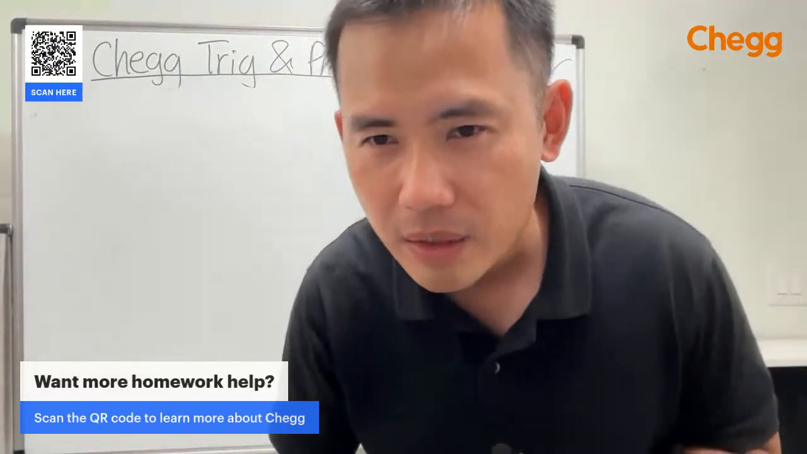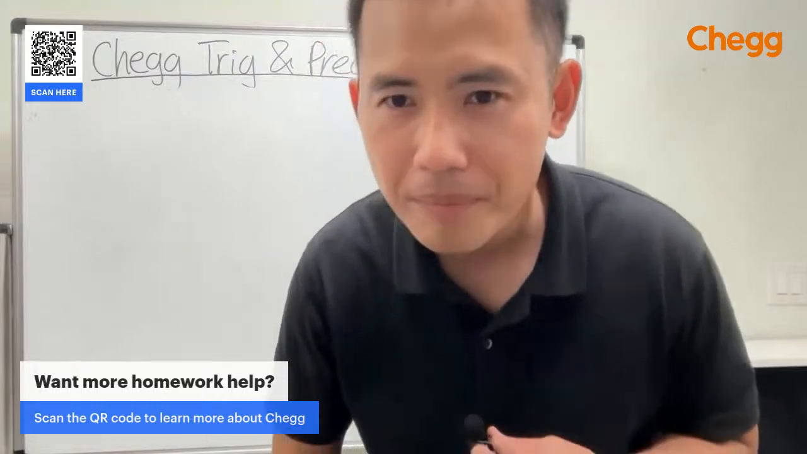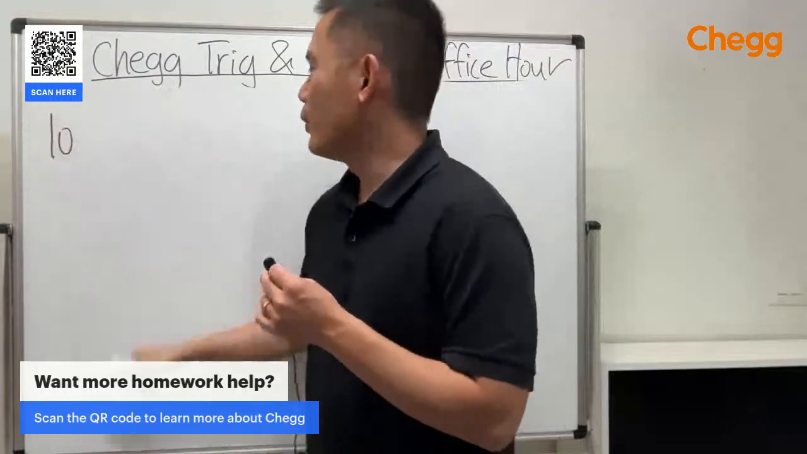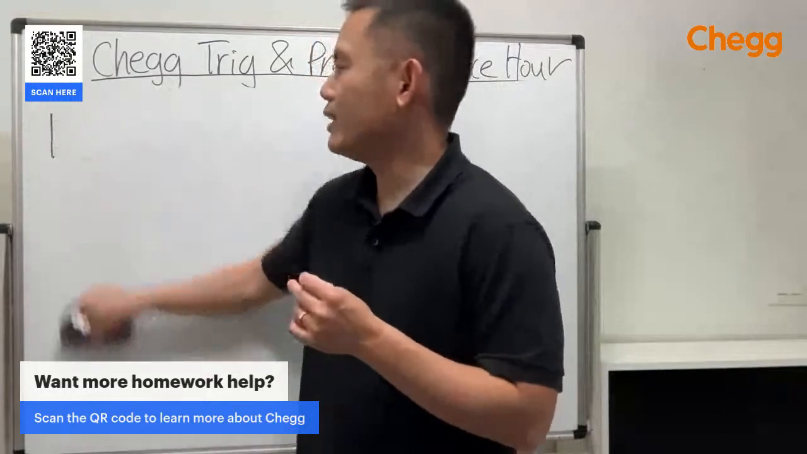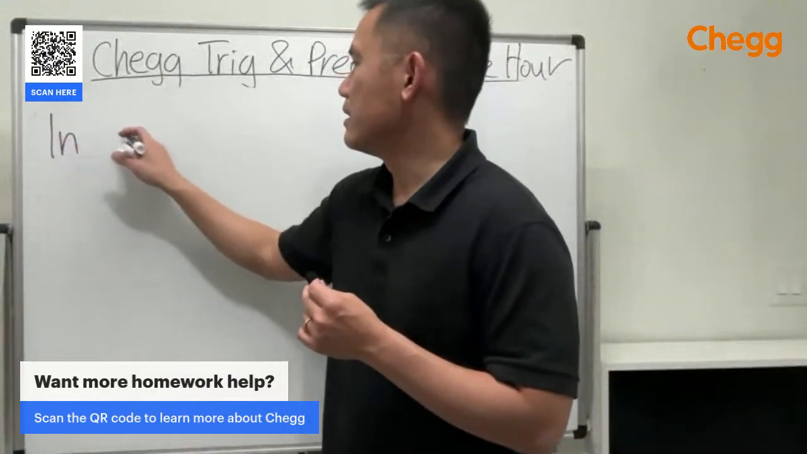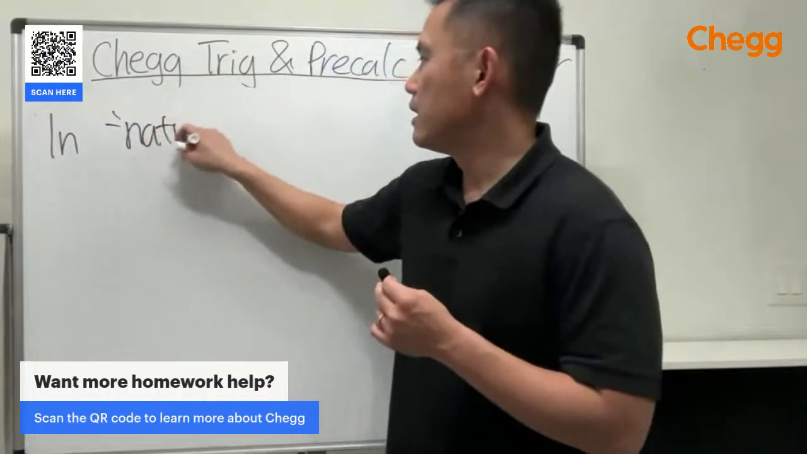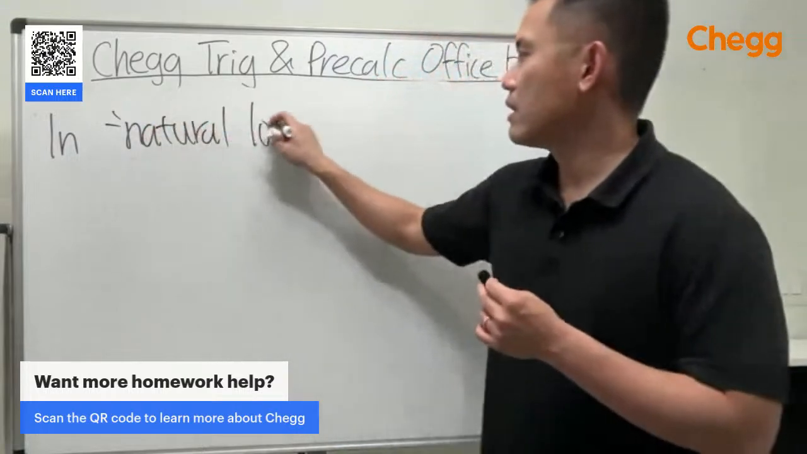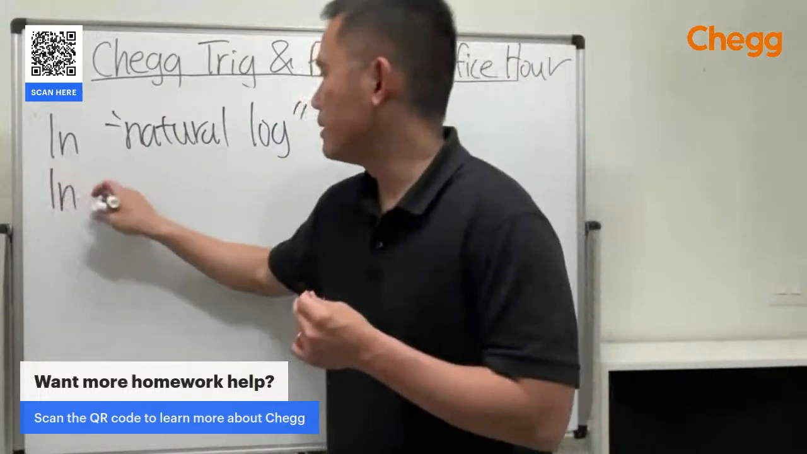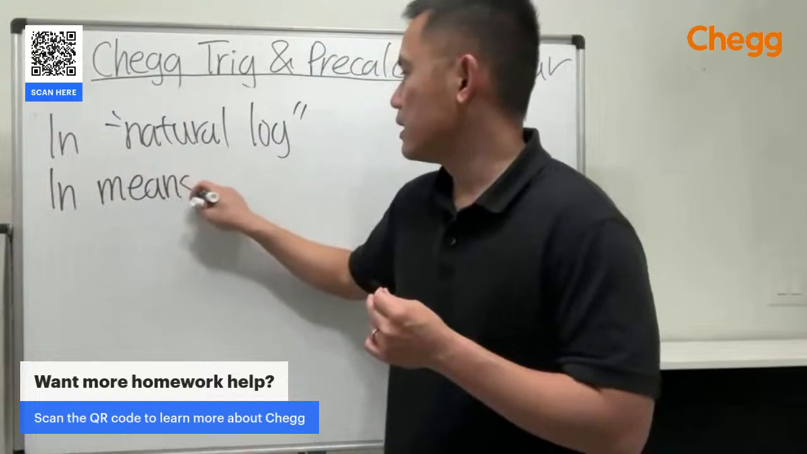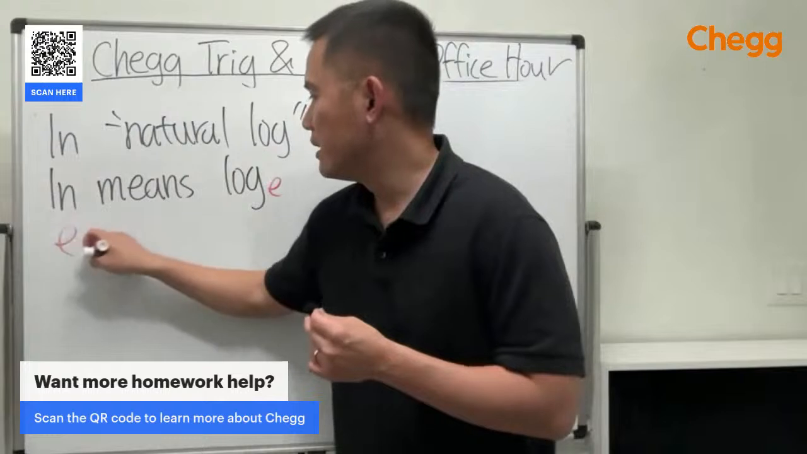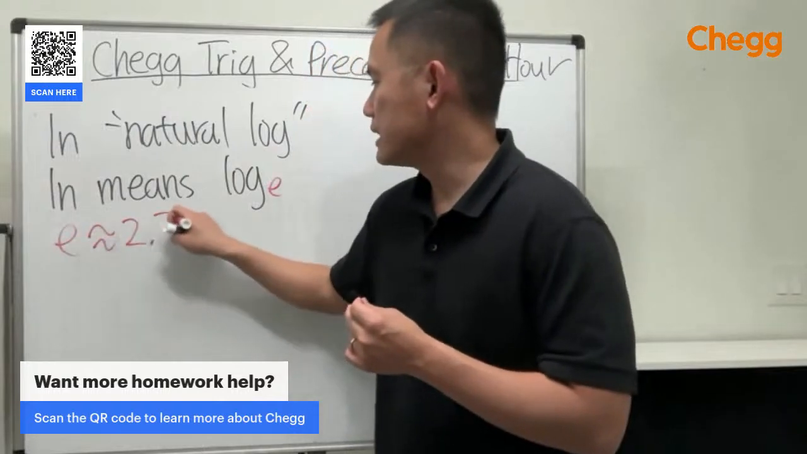Why is e called natural? What makes it natural? Very good question. I can't really tell you why they use this word natural. But let me just write this down. This is the natural log. The key right here is just that ln means you have log base e, and e is approximately 2.718.